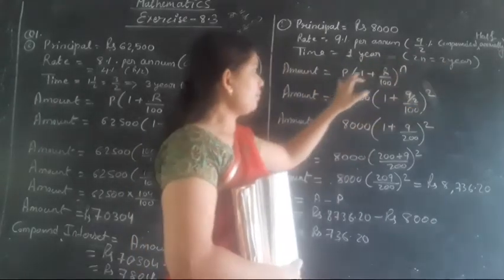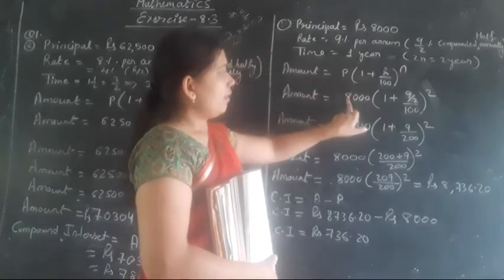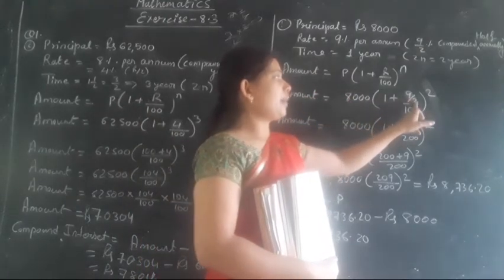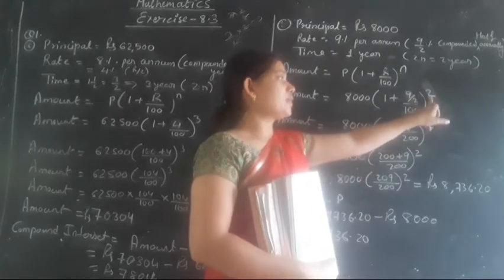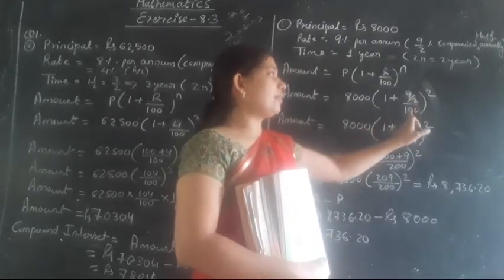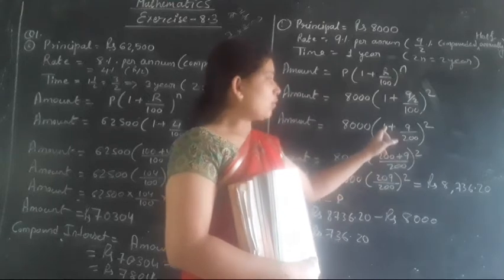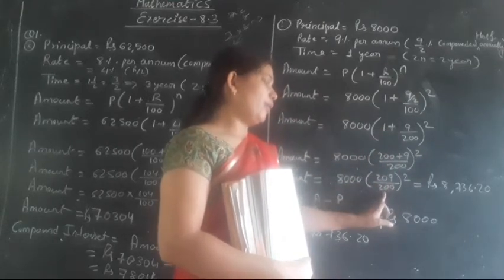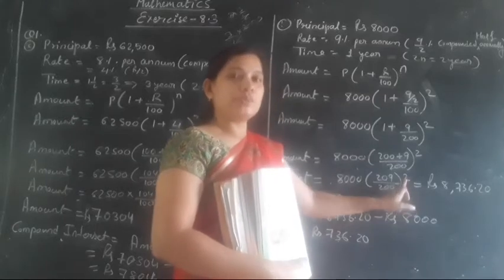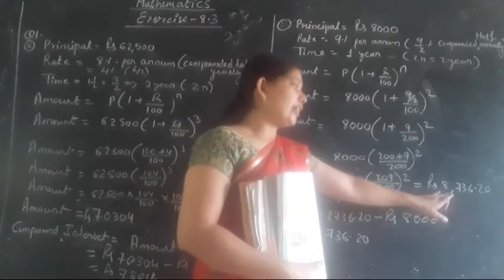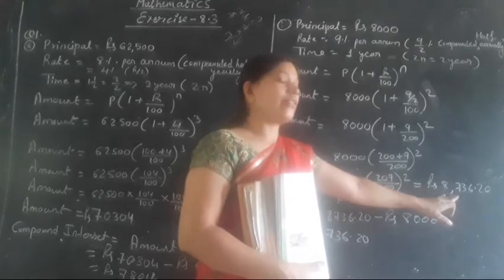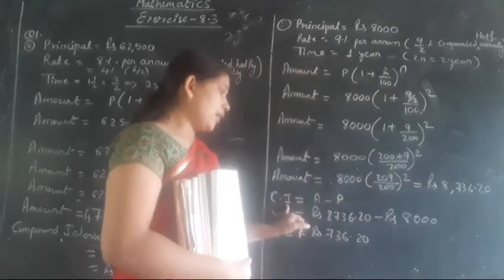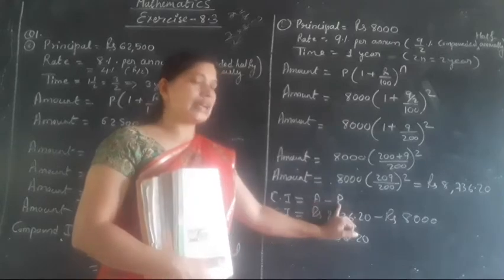Okay, then the formula is here. Principal is 8,000, 1 plus rate 9/2 upon 100, time is 2 years. So this 2 will be multiplied with 100, it becomes 200. While cross multiplying and adding 9, it will become 209 upon 200, the whole to the power 2. While doing the calculation, we will get the required answer as 8,736.20.